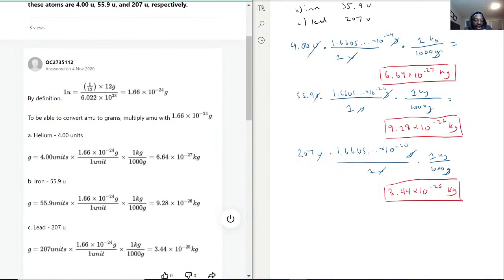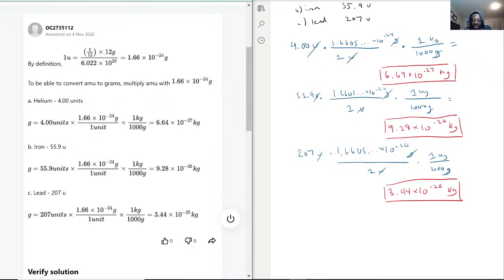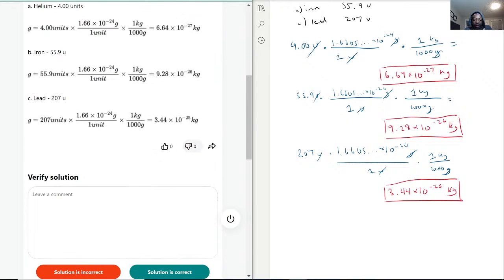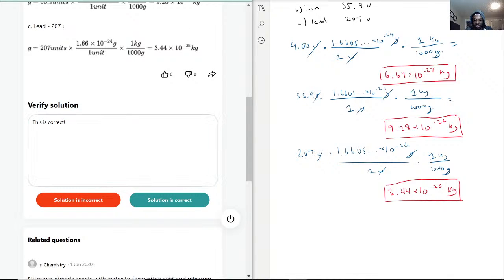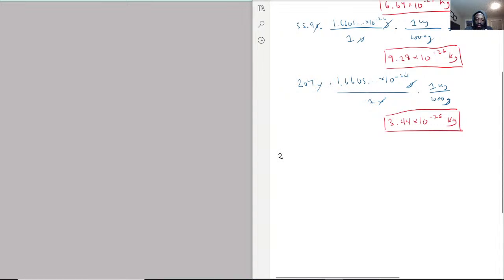So now, as they did here, exactly, they have the 4 units times 1.66 times 10 to the negative 24 divided by 1,000, which is what we did, and we get, yep, 6.64 times 10 to the negative 27. For the first one, 9.28 times 10 to the negative 26, and 3.44 times 10 to the negative 25. So with that being said, this is correct. Alright, so definitely a great start. We can move on now to question 2.